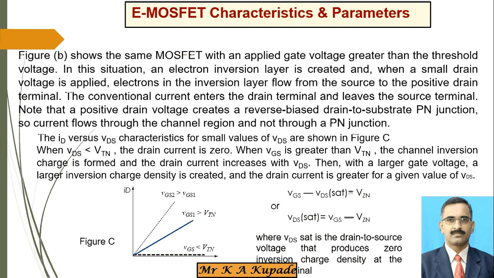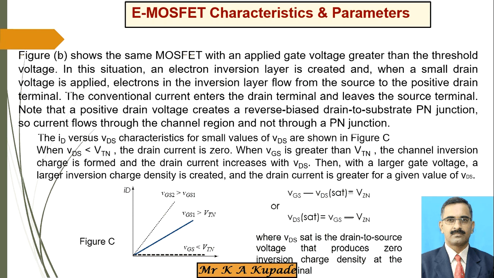When VGS is less than VTN, shown by the dark dotted line, there is no current flowing. Even if the external VDS is increased, there is no increase in current. This is the dark dotted line shown here. This is one condition. The next is when VGS is greater than VTN, the first step, shown here by the blue line.